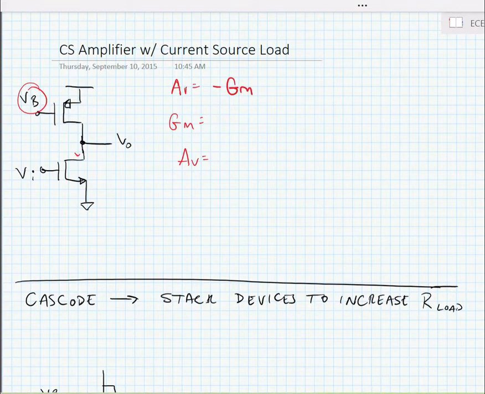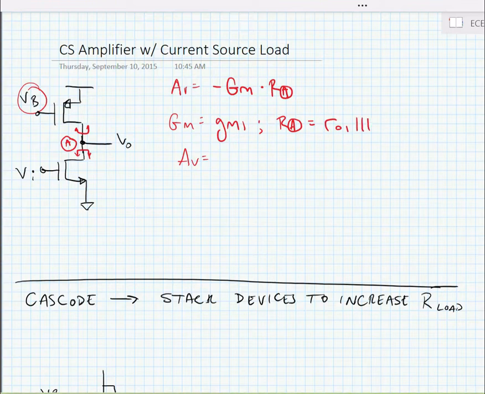Well, let's go back and reinvestigate that PMOS current source. Okay, so here we again know that we have that gain that's of the form minus GM times RA, where we're finding the total resistance at node A here. This means that we're going to find the resistance looking up into the source of the PMOS and down into the drain of the PMOS and down into the drain of the NMOS.